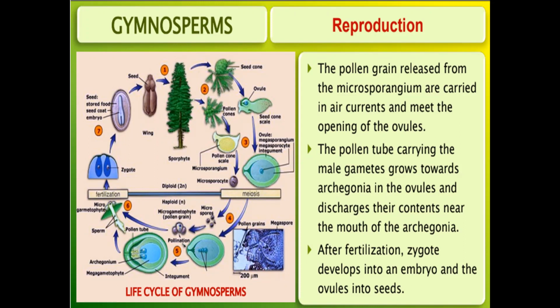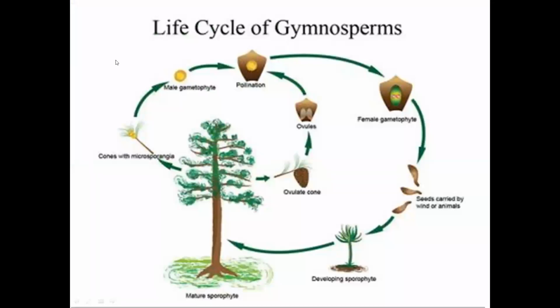Now pollination will occur. This pollen will go and meet the ovule. After pollination, the pollen moves inside and undergoes fertilization. From fertilization you get the zygote, and then it develops into a seed, and again a plant. So this is that. Now let us go to a simple picture.